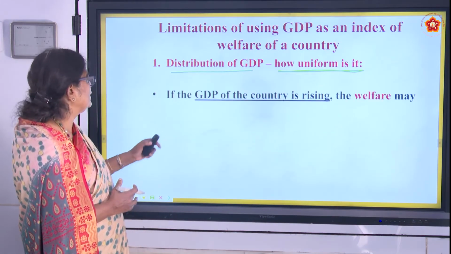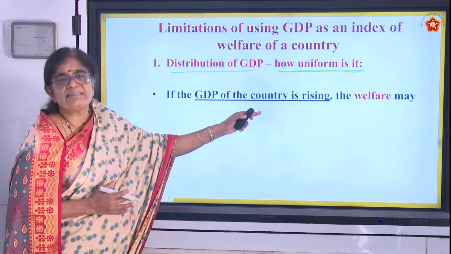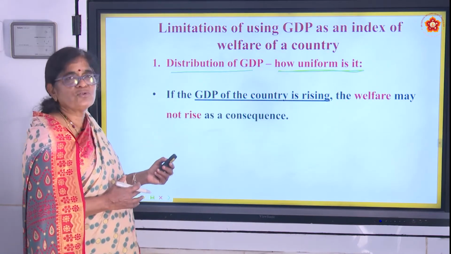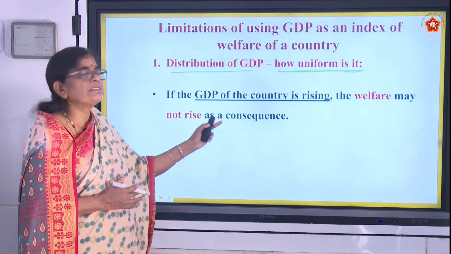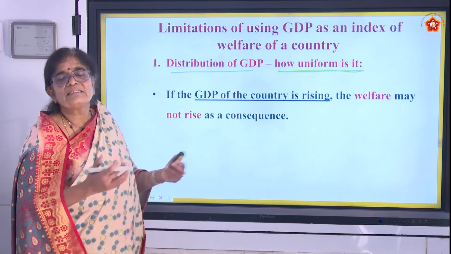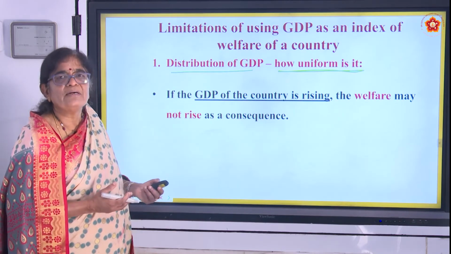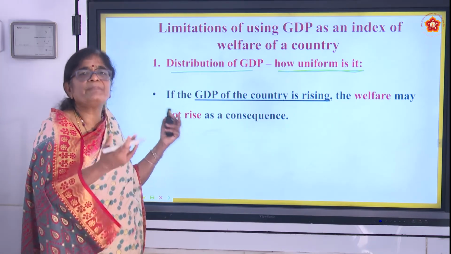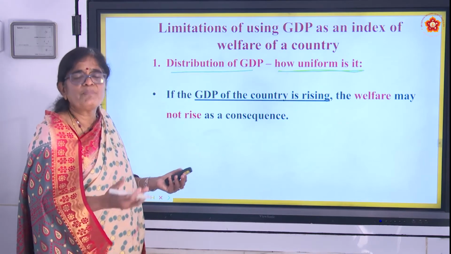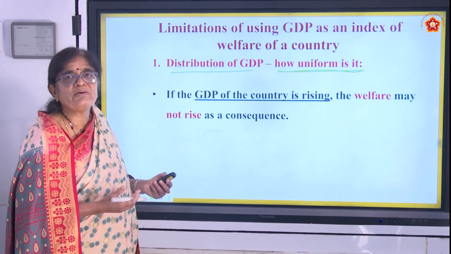We are going to explain that if the GDP of the country is rising, we can say the welfare may rise, or may not increase as a consequence. The reason is the concentrated GDP, in other words, national income, is in the hands of the rich people. Therefore, we can't say the welfare of all the people has increased, because poor people remain poor. Their welfare is poor welfare.